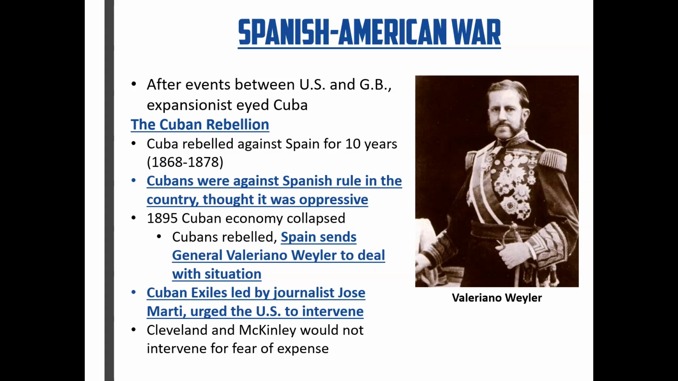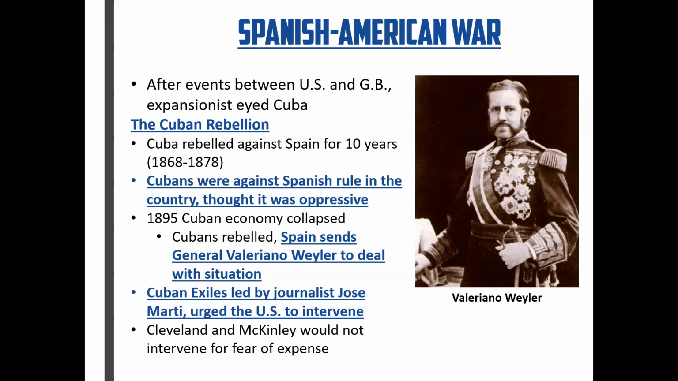And so in 1895, 17 years later, the Cuban economy collapses, and once again the Cubans are trying to rebel against Spain. And so Spain decides that they're going to exert their control, and they're going to really put down the hammer in Cuba. And they send over this general, Valeriano Weyler, and when he comes in, he is just hard-nosed, he's a butcher. He's going to kill whoever he has to kill. He's going to do whatever it takes to make sure that Cuba does exactly what Spain's asking.